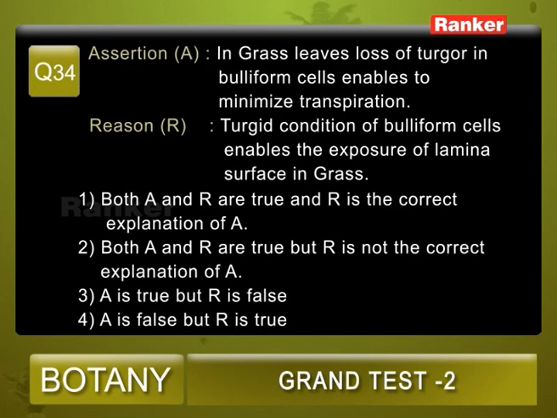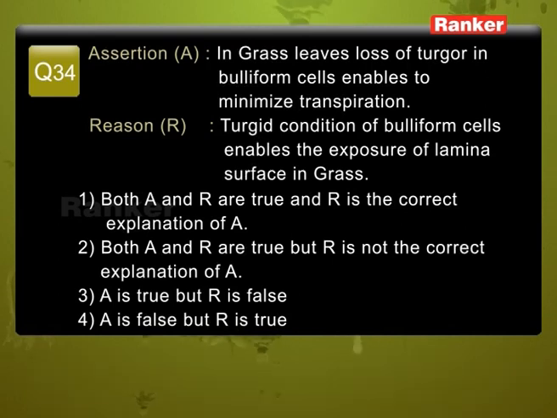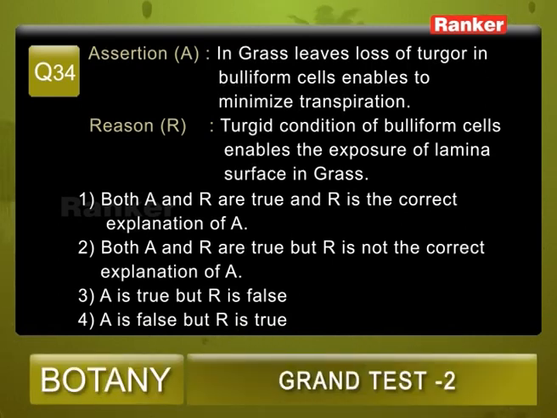Question number 34. Assertion: In grass leaves, loss of turgor in bulliform cells enables minimizing of transpiration. Reason: Turgid condition of bulliform cells enables the exposure of lamina surface in grass. Options: 1, both A and R are true and R is the correct explanation of A. 2, both A and R are true but R is not the correct explanation of A. 3, A is true but R is false. 4, A is false but R is true.